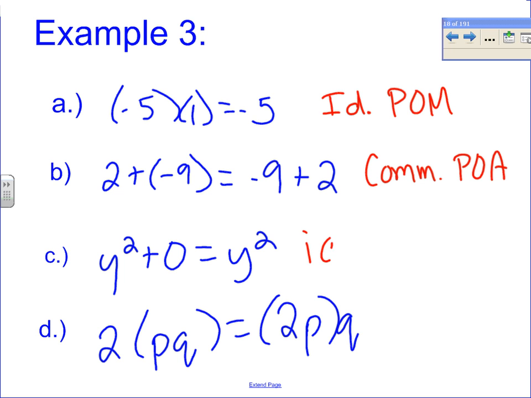Good. Can you explain why that one is identity? Good job. You still have itself. Just like when you multiply something by 1, you still get itself. When you add 0, you still get itself. Okay, Donatus, letter D.